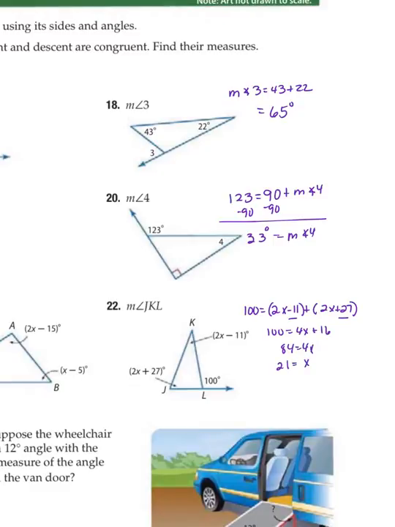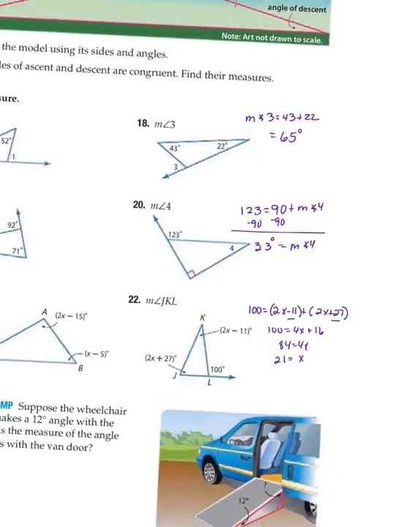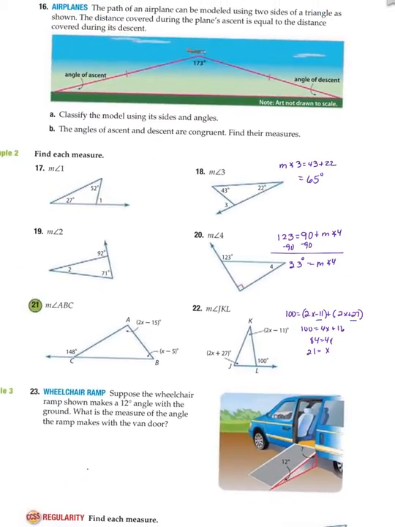And I want to double check my directions there. So JKL is what I'm supposed to find here. JKL is 2x minus 11, so I need to plug that 21 in. Okay, so 42 minus 11, I'm going to get 31 degrees as my final answer that they want me to find.